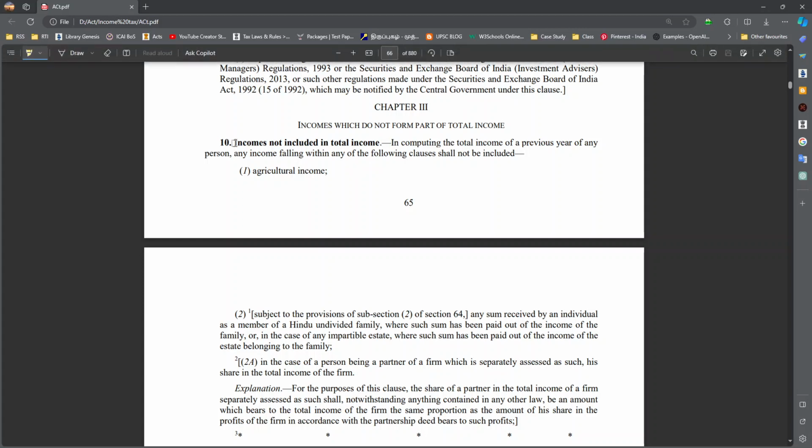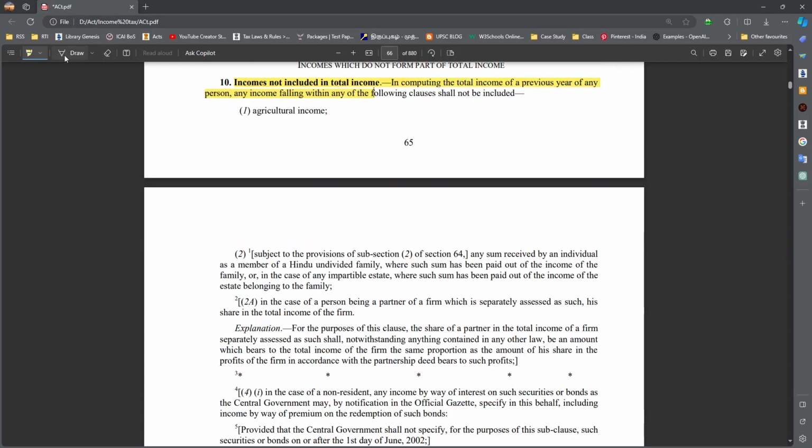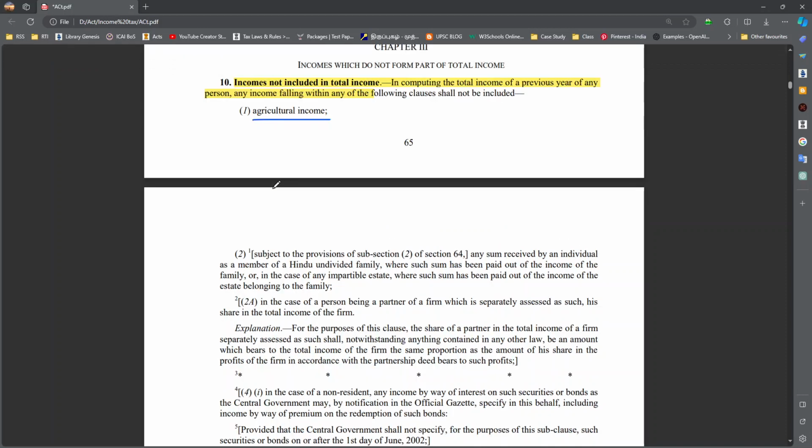Section 10: income not forming part of total income. In computation of total income of various previous years of any person, any income falling within the following clauses shall not be included. What are these clauses? Agriculture income. First one, agriculture income. Any part which is received from agriculture income, there is no need to pay a single rupee of tax.